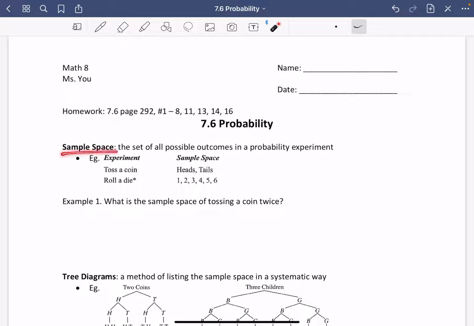So the first one is sample space. Sample space is the set of all possible outcomes in a probability experiment. For example, if you toss one coin, then the outcomes will be either a head or a tail. If you roll a die, then the possible outcomes are these six numbers. If you toss it once, you get one of those six numbers. And these are called the sample space.